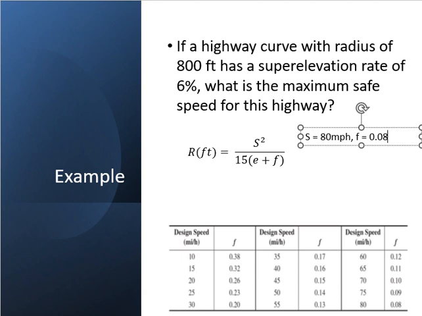What do you want to check? Find the radius. How much is the radius? 3,047. So we are very far from the value which is given, right? Very far. It's not even close to 800. So I should change my assumption.